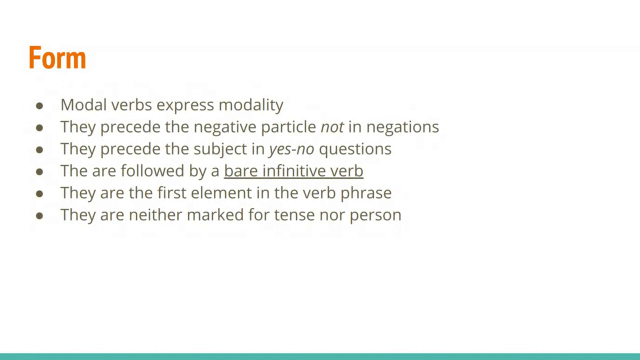So, for example, if you want to say, I can swim, and you want to say it in the third person singular, you're not going to say he or she cans swim. You're going to say he or she can swim. You're not going to mark it for person, and you're not going to mark it for tense. So you can either use can, I can swim, or I could swim when I was 5, if you want to talk in the past. But they are not going to add the ed ending, for example, to mark the past.